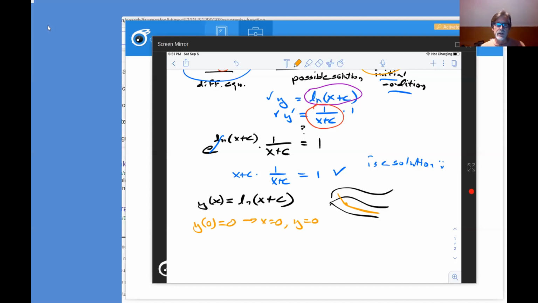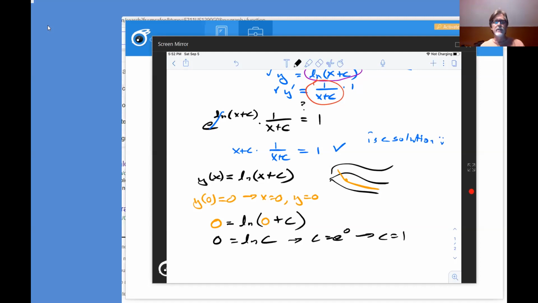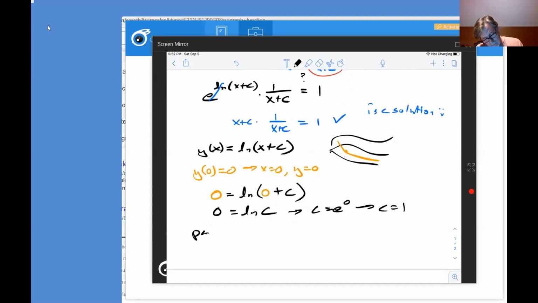You'll find all kinds of initial conditions, x is 5, y is e, all that kind of good stuff. So what we do is we just plug in. You plug in a 0 for x, and y of x is just y. You plug in 0 there, and we watch what happens. So we get 0 equals natural log of x plus c, with x being 0, so 0 is equal to the natural log of c, right? And therefore, c is equal to e to the 0. So it has to be that C is equal to 1, or you can just tell natural log of 1 is 0.